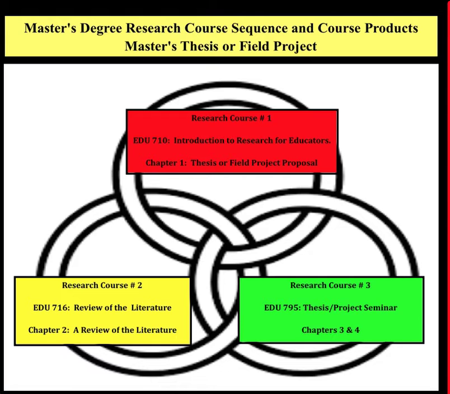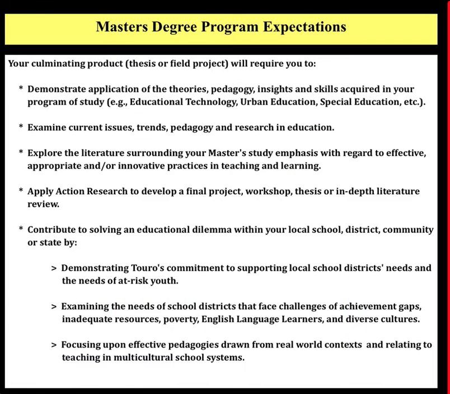Upon successfully completing the third course, you will have produced a master's thesis or a master's field project consisting of chapters 1, 2, 3, and 4. Okay, so those are the 3 research courses you will take for your master's degree. Next, we'll take a look at the competencies you are expected to demonstrate during these 3 courses, the 3-course sequence.